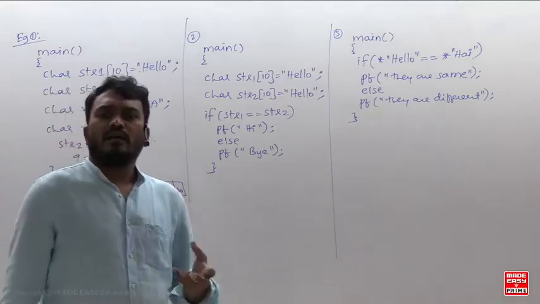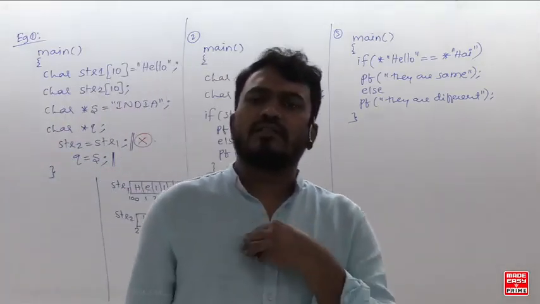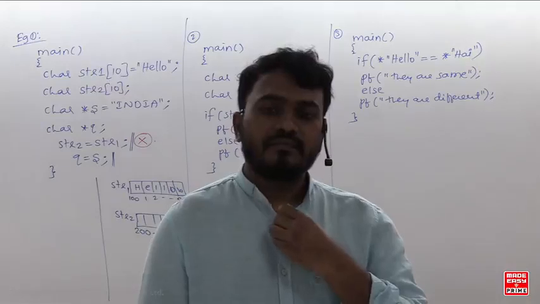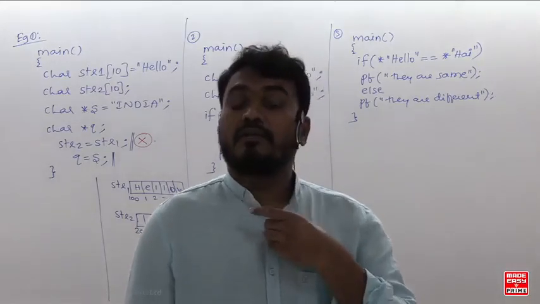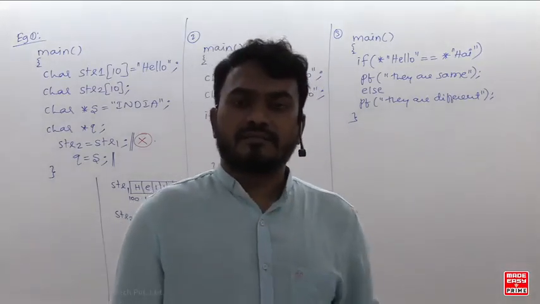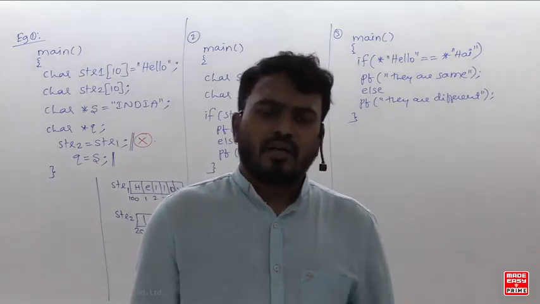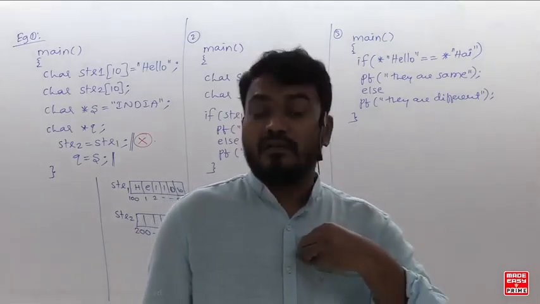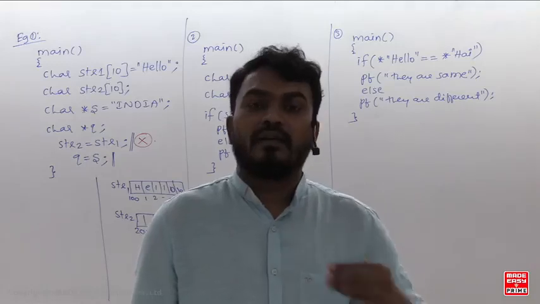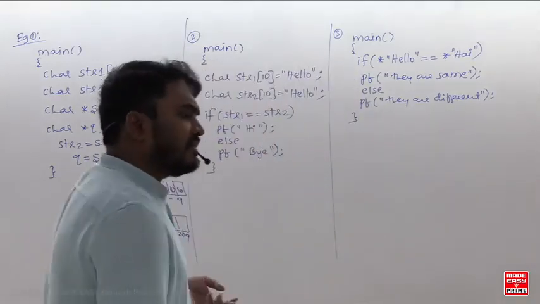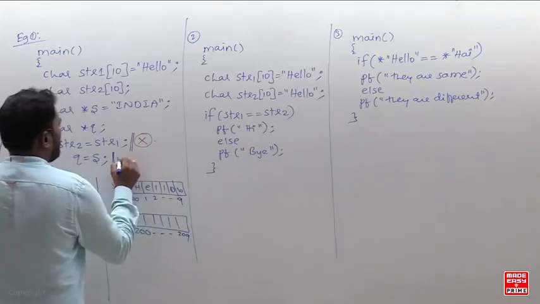Character star q means q is saying that q is a pointer variable. Q is a pointer variable of type character, where you can store the address of any character. Q is saying that I am the pointer variable of type character, so you can store the address of any character. So that is fine. This is allowed. There is no problem.